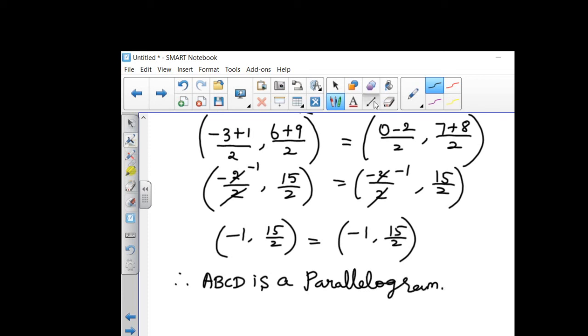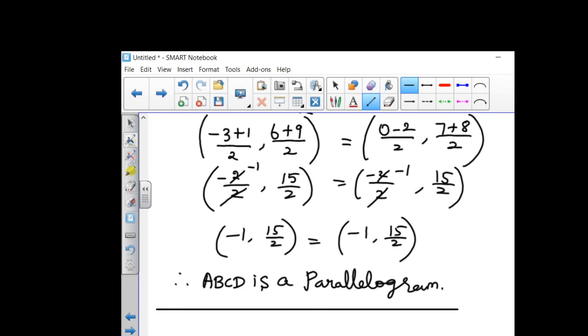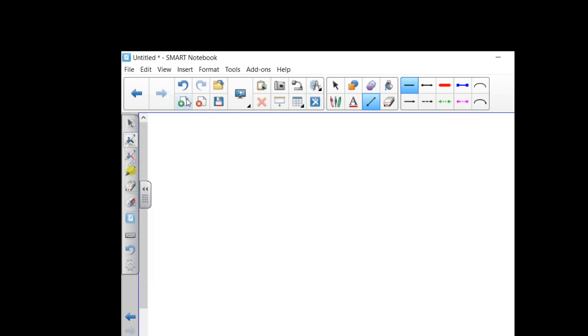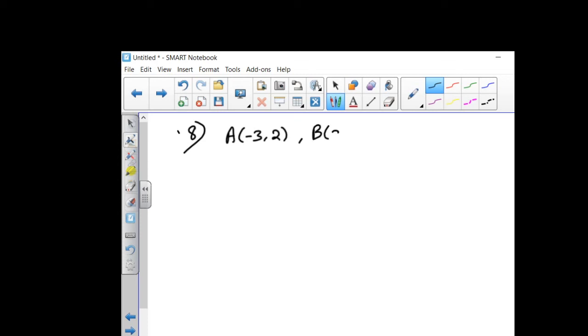Okay, this problem is over. Then the last problem, question number 8. A is the point minus 3 comma 2. Then B point is 3 comma 2. Then C point is minus 3 comma minus 2.